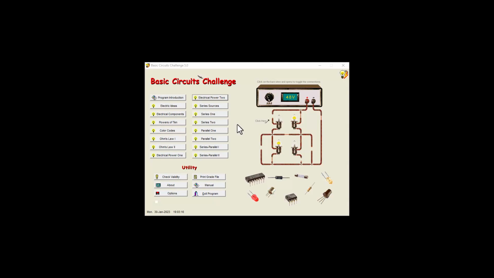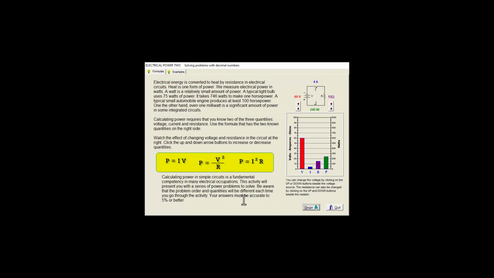Here we are at the basic circuits challenge and we're going to do electrical power 2. My suggestion is write down these formulas where you can get to them while you're doing the challenge and have your calculator ready.